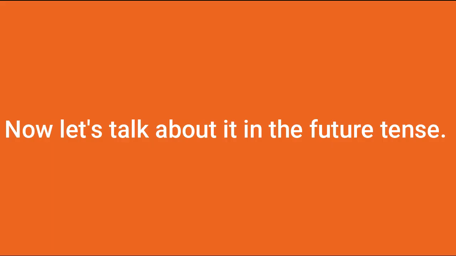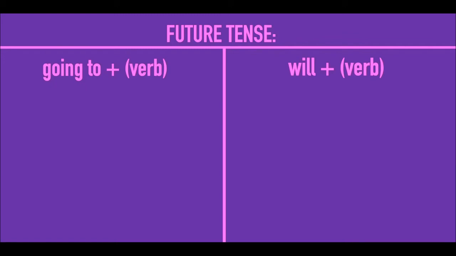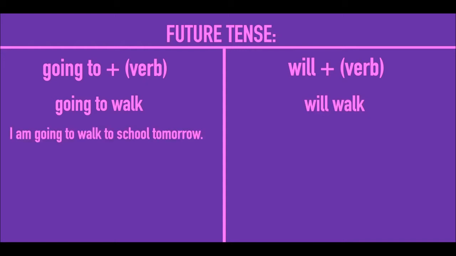Now, let's talk about it in the future tense. There are 2 forms of the future tense. The future tense is created by using going to before the verb, or will and then the verb. Going to walk and will walk. I'm going to walk to school tomorrow and I will walk to school tomorrow.